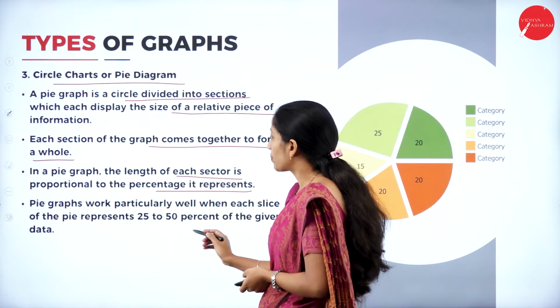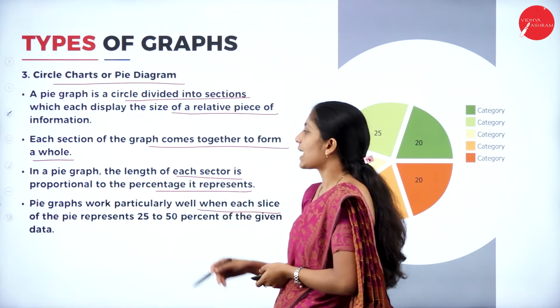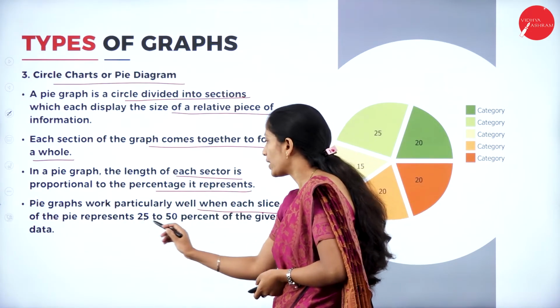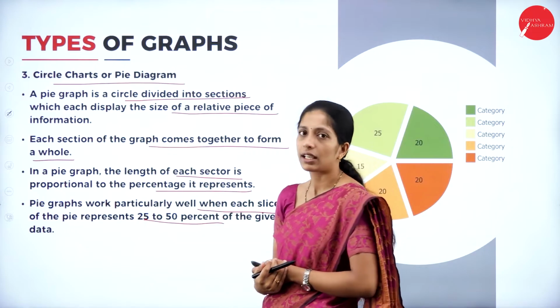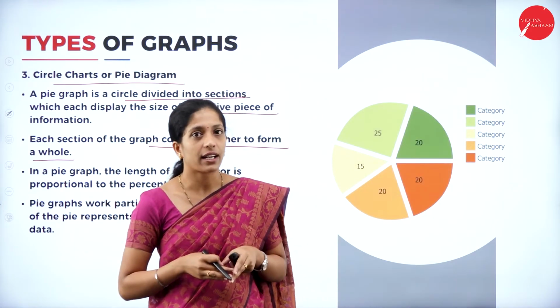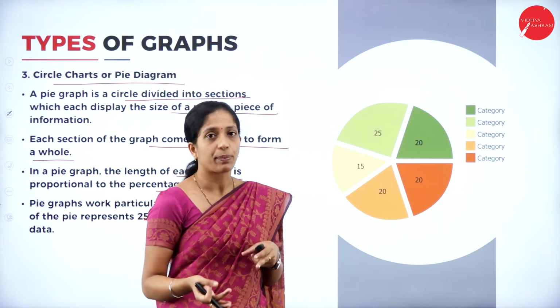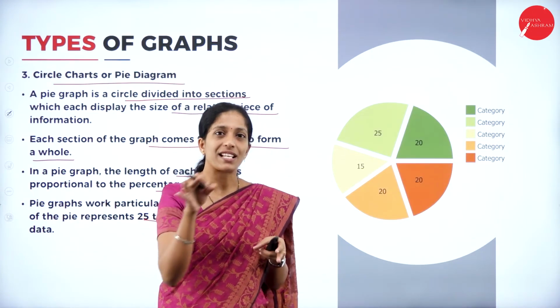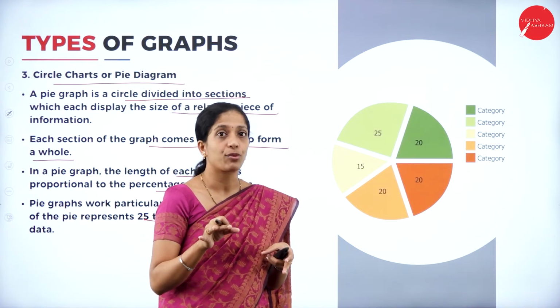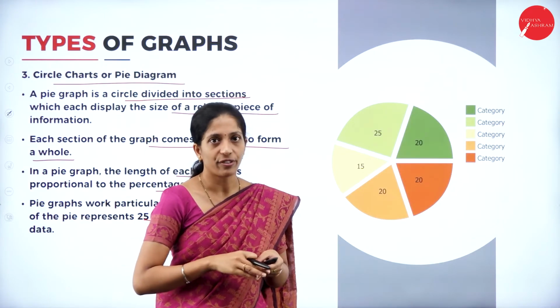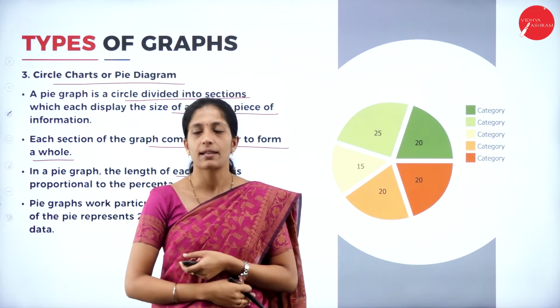Pie diagrams work particularly well when each slice of the pie represents 25 to 50% of the given data. Now, why is this pie diagram used? For easy representation: by seeing the pie diagram itself, we come to know the percentage of variations that have taken place.